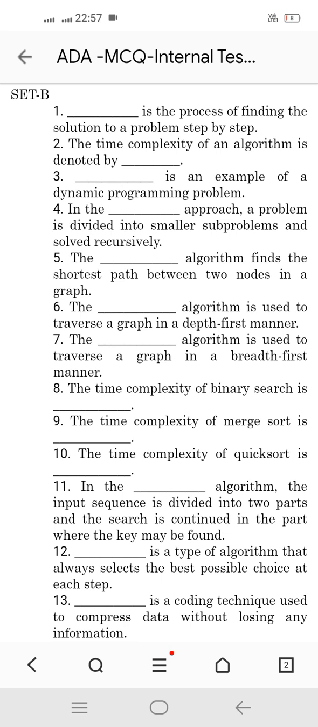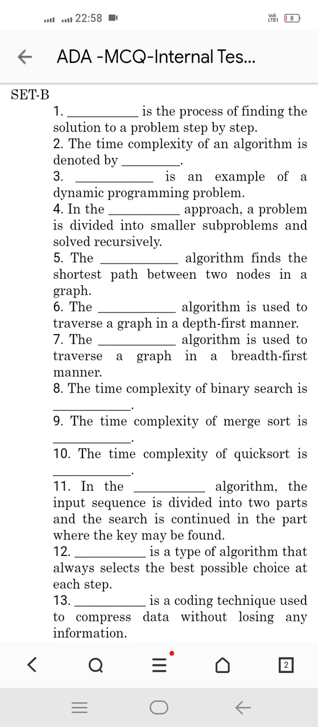The dash algorithm finds the shortest path between two nodes in the graph, Dijkstra's algorithm. Sixth, the dash algorithm is used to traverse a graph in a depth-first manner, DFS algorithm. The dash algorithm is used to traverse a graph in a breadth-first manner, BFS algorithm. The time complexity of binary search is order of log n.